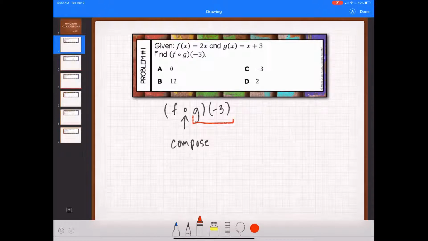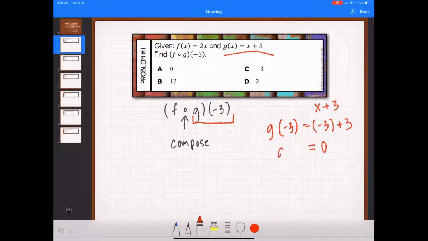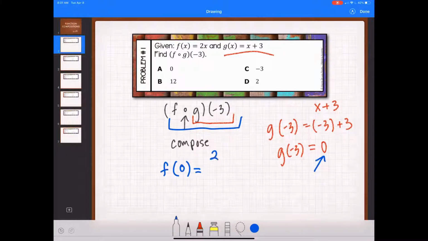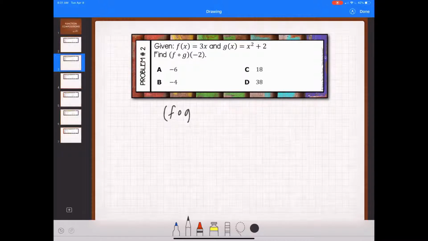With a composition, you're going to start with the first function closest to the input. You're looking for g of -3. So you go to the g function up here, which is x plus 3. You input the -3 into the x value, and then simplify. So g of -3 equals 0. Now I'm going to take this new value, 0, and put it inside of my f function. So now I'm looking for f of 0. I go to my f function, which is 2x, and plug in the input of 0, and in this particular case, my answer is 0 again. So the answer is A.